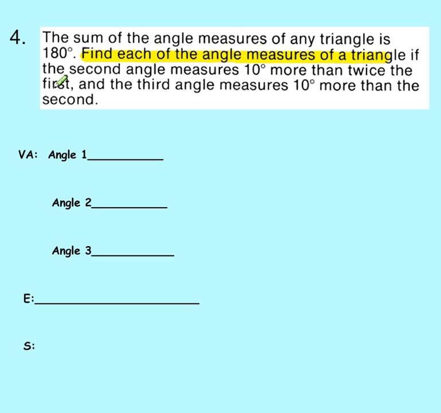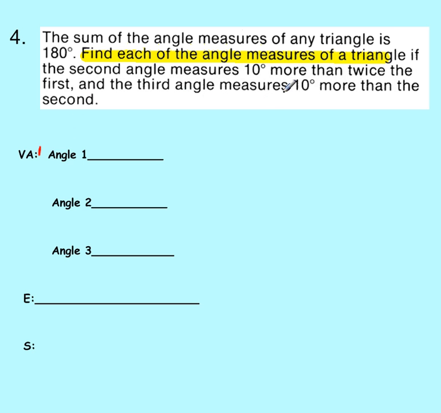So I have to know my first to be able to find the second. When I have more than one unknown, I have to read through here and decide which one is going to be my captain variable. If the second angle measures 10 more than twice the first, I have to know the first angle to find the second angle. So I'm going to put a little 1 beside it, saying that angle 1 is a captain variable. But I have more to read.